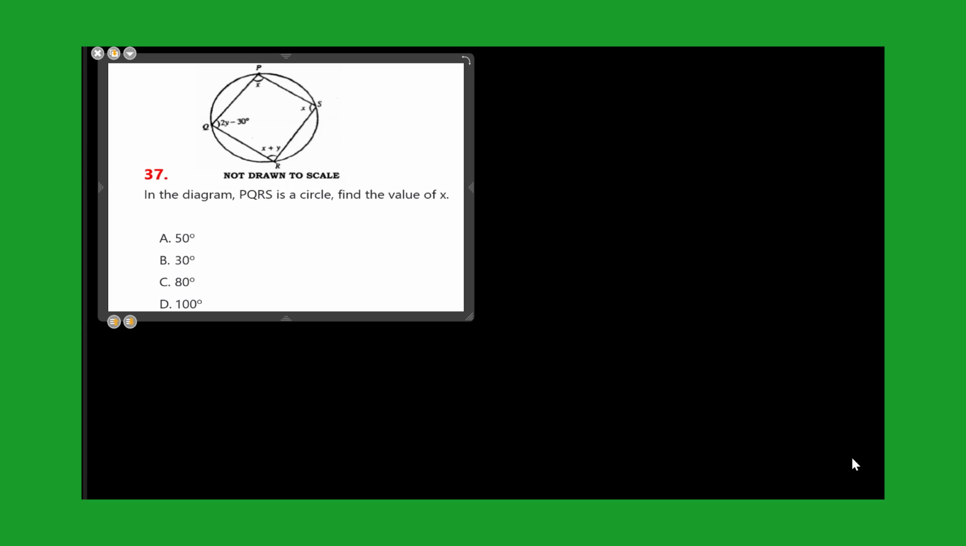In this question 37, in the diagram, PQRS is a circle. Find the value of x. This diagram is a cyclic quadrilateral. There are different ways to solve this question, but the easiest and fastest way is to apply this rule. The rule is that opposite angles of a cyclic quadrilateral always add up to 180. Let me write that one down.